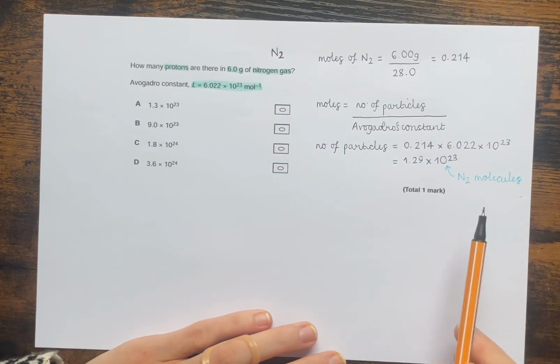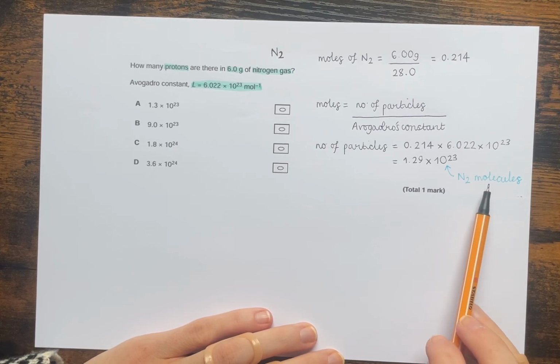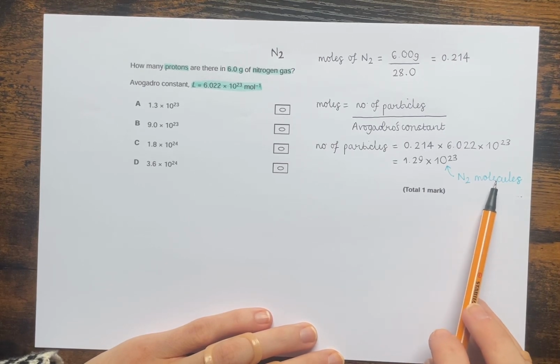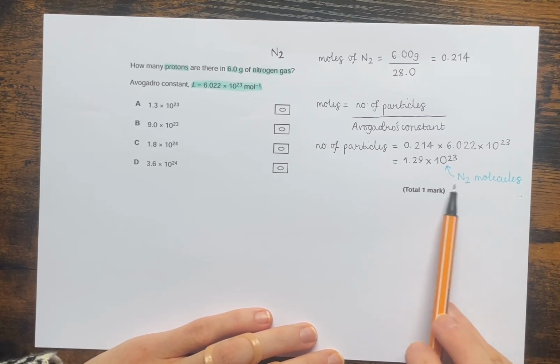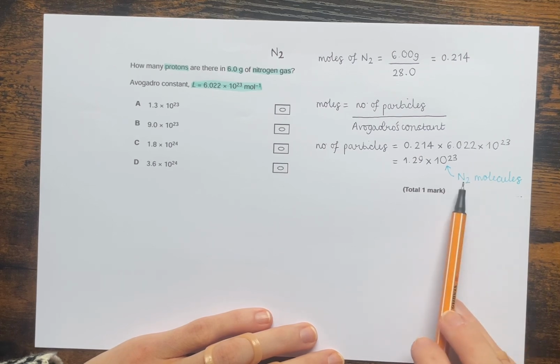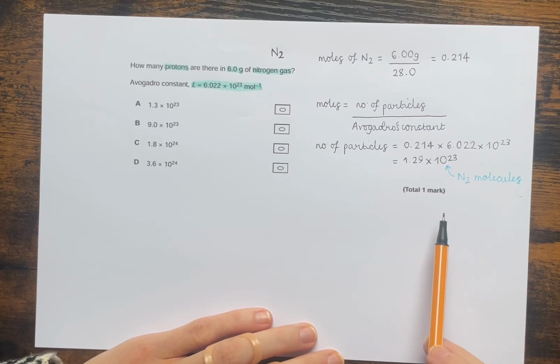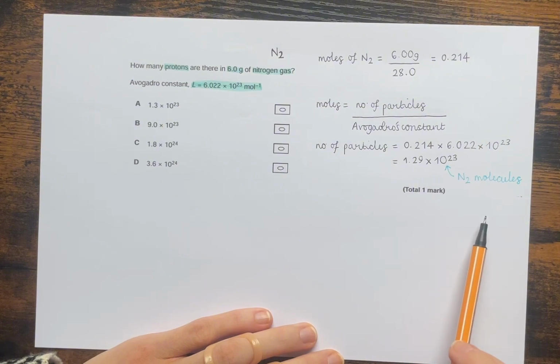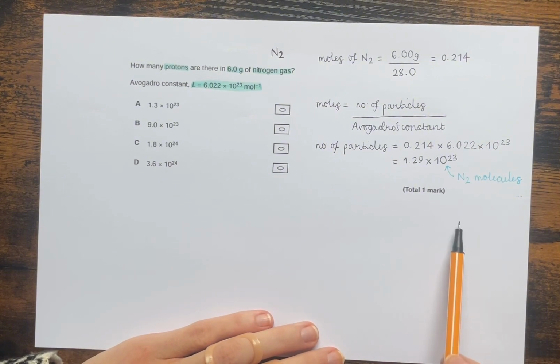Now, we can do this in one of 2 ways. We can either work out how many nitrogen atoms we have if we know how many N2 molecules we have, and in 1 molecule there are 2 atoms. We can figure that out, and then once we know how many atoms we've got, we know how many protons there are in 1 nitrogen atom, because we can look for the atomic number on the periodic table, which is 7.